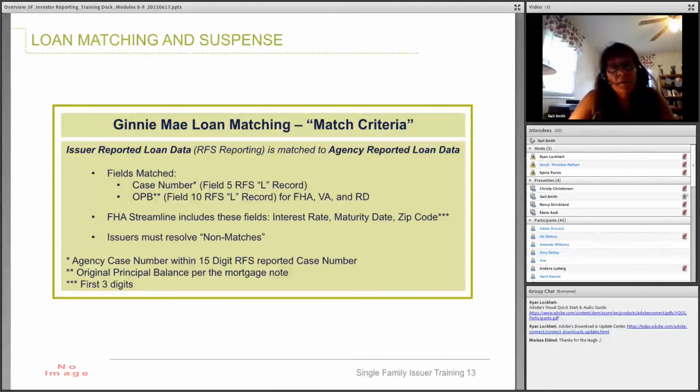Ginnie Mae loan matching, the match criteria: issuer-reported loan data. We get the data from the agency files every month. We have a 2-string match on case number and OPB. If you have FHA loans streamlined from starting January 1, 2003, we also have an additional 3 fields that we match on, and that is interest rate, maturity date, and zip code. The zip code we actually only match on the first 3 digits. And we do ask that issuers resolve all non-matches.